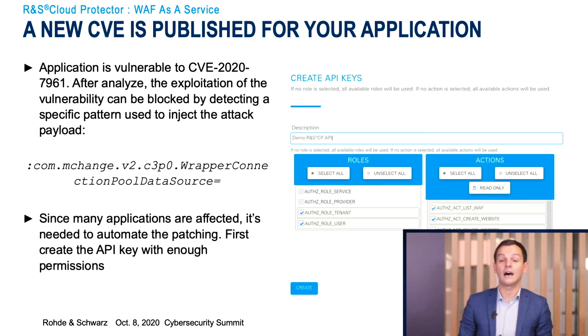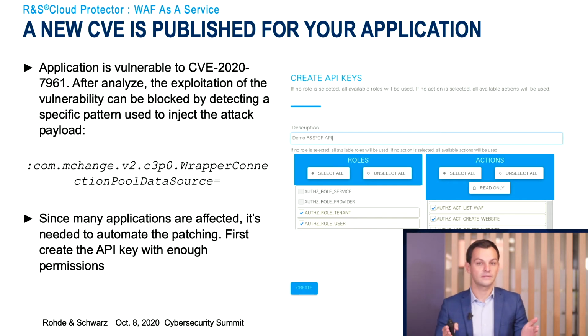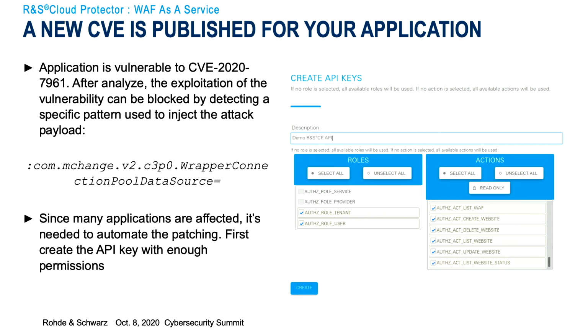Since many applications are affected, you need to industrialize the deployment. First step is to create my API key with enough permissions. From the API documentation, I need the auth act update website action to manage the website blacklist, as you can see on the illustration on your screen.